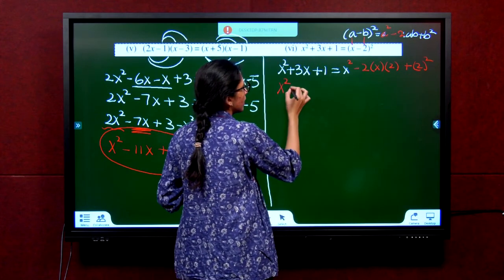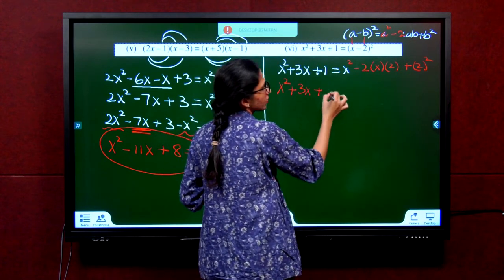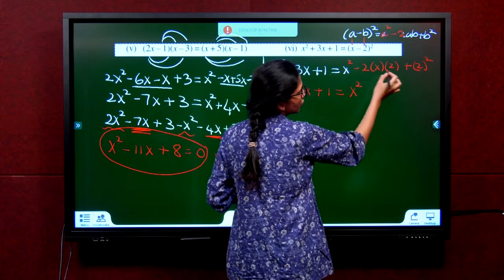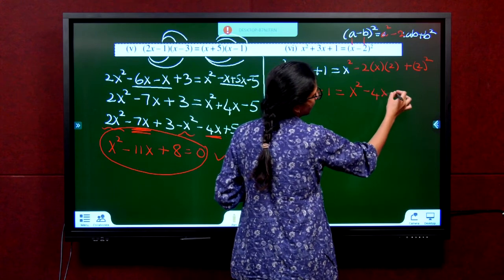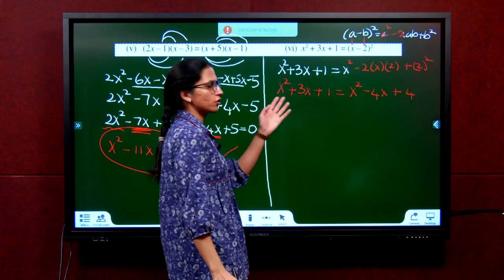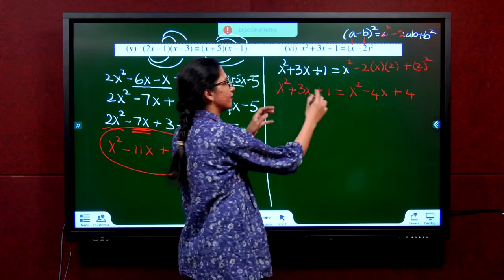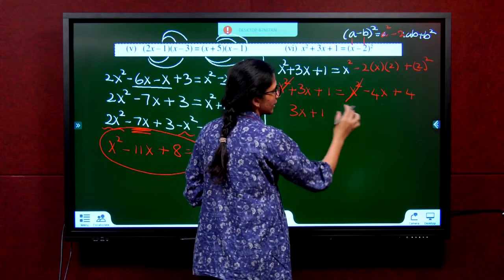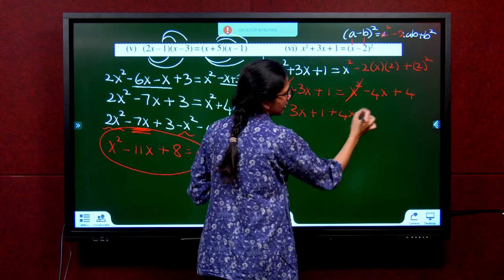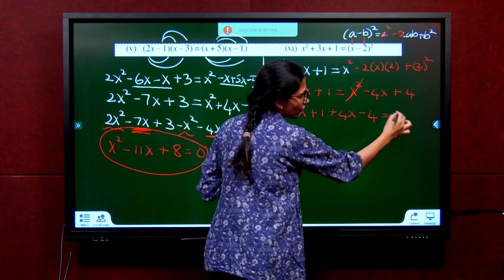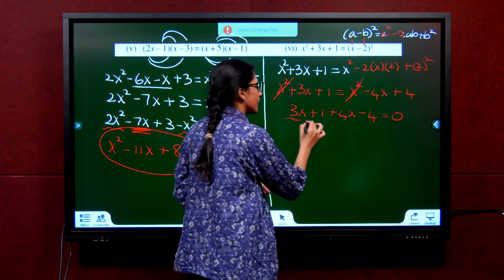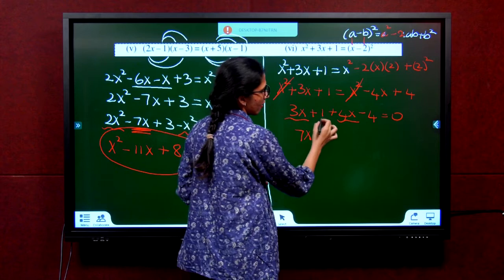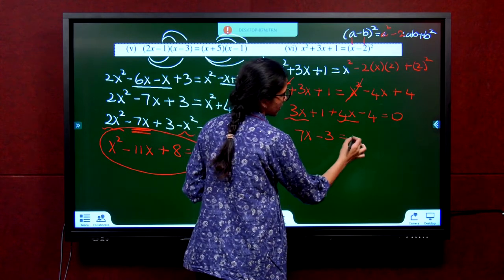So it becomes x square plus 3x plus 1 is equal to x square minus 2 into x into 2, minus 4x, plus 4. X square, same terms, different sides, cancels. 3x plus 1 minus 4x comes aside, plus 4x plus 4 comes aside, minus 4 is equal to 0. 3x plus 4x, 3 plus 4, 7x. 1 minus 4, minus 3 is 0.